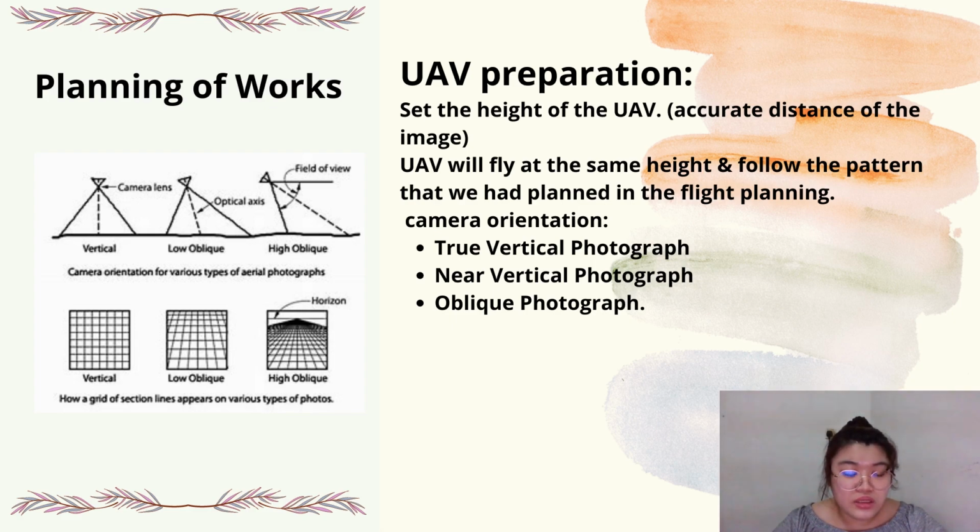Camera orientation has true vertical photograph, near vertical photograph, and oblique photograph. True vertical photograph means that it's 90 degrees from the ground. Near vertical photograph is almost 90 degrees. Oblique photograph contains two types, which are high oblique and low oblique. Oblique photograph is for us to take pictures to see a large area. The difference between high oblique and low oblique is that in high oblique we can see the horizon.